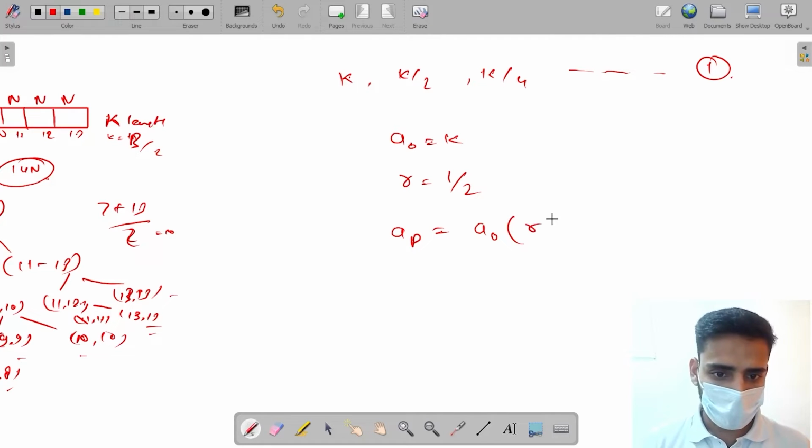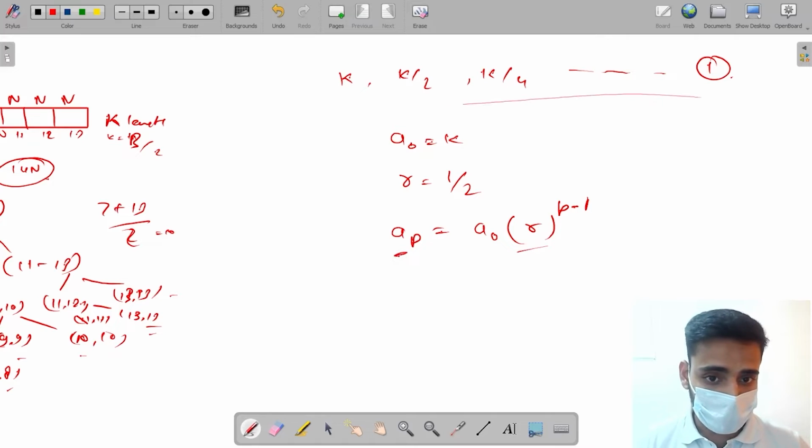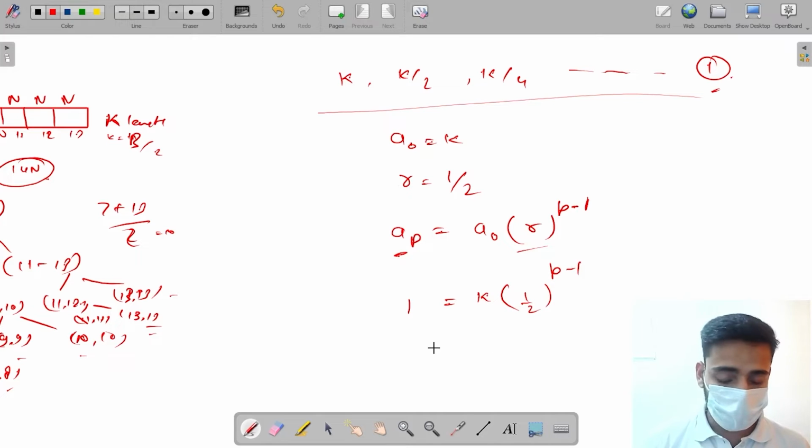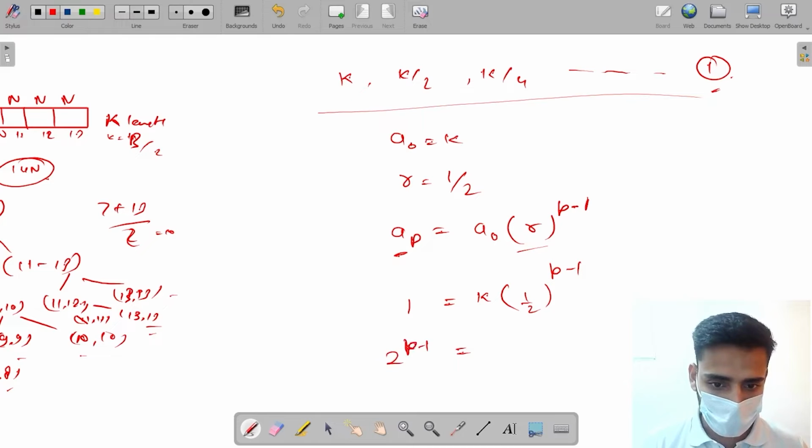Yeah, r to the power p minus 1. Okay, this is the formula for the GP's term. Now we move forward. If we have to find how many terms it has, the last value is 1, a0 is k, and the value of r is 1 by 2, and the exponent is p minus 1. So let's solve this: 2 to the power p minus 1 equals k.